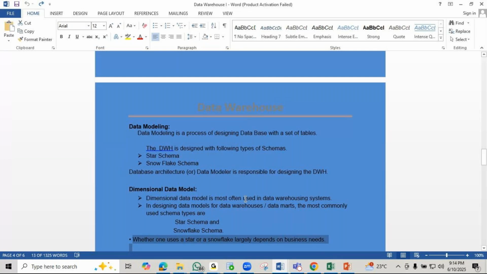Okay. Now anyone any question, guys? Here the questions arise: what is data modeling? What is star schema? In your project, which schema have you used? Whether you have designed the star schema or snowflake schema? Why are you using the star schema, why not snowflake schema? Okay, now anyone any question?